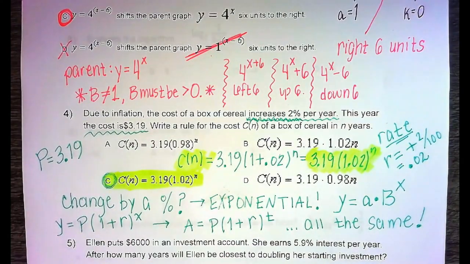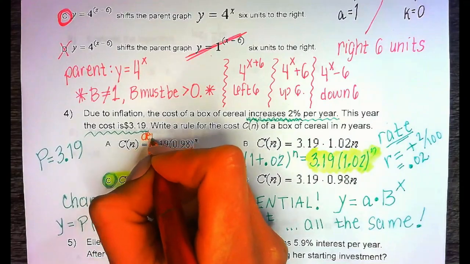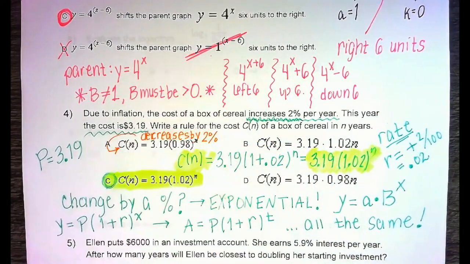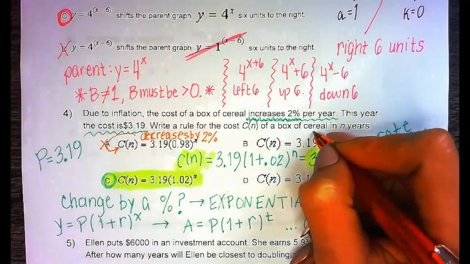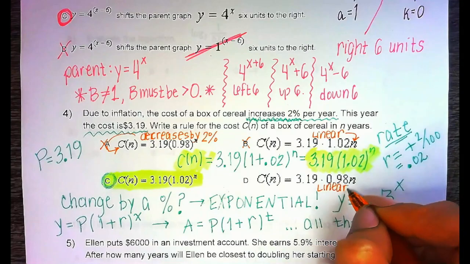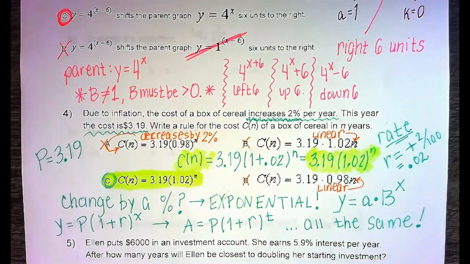Before we move on, I'd just like to address the wrong answers. Choice A is an exponential function, but it shows that it is decreasing by 2%. And then choice B and choice D both show us linear equations, and we are not looking for linear in this case.